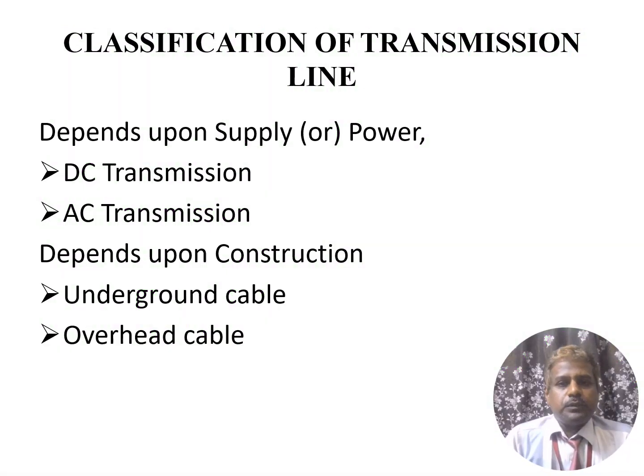Next thing we'll see about the classification of transmission line. The transmission line is classified into two sections. One is based on the supply that goes to the transmission line. It may be classified as DC transmission and AC transmission. And based on the construction of the transmission line, it is classified as underground cable and overhead cable.